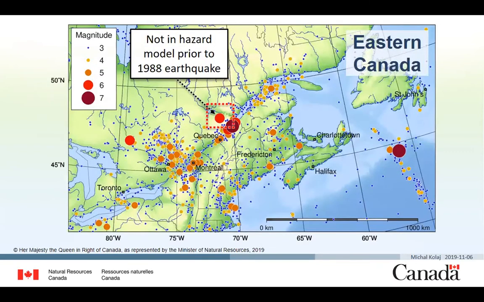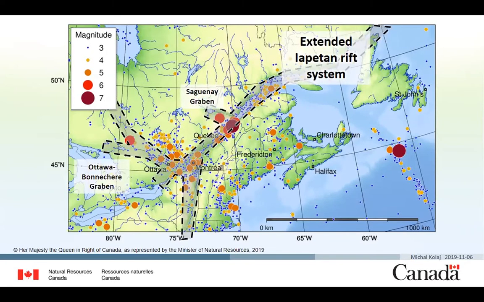So again, this red dot here is the Saguenay event. And prior to 1988, there was no seismic source that effectively encompassed this. So it was what people say is the surprise. We try to mitigate against that in the seismic hazard model by not only having seismic sources which are a reflection of the present-day historical seismicity, but also based on tectonic features where we believe there might be a higher likelihood of larger damaging earthquakes.